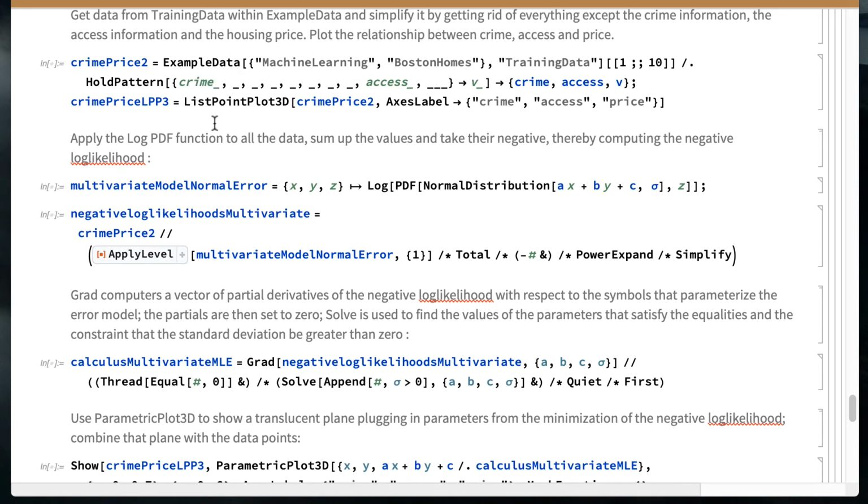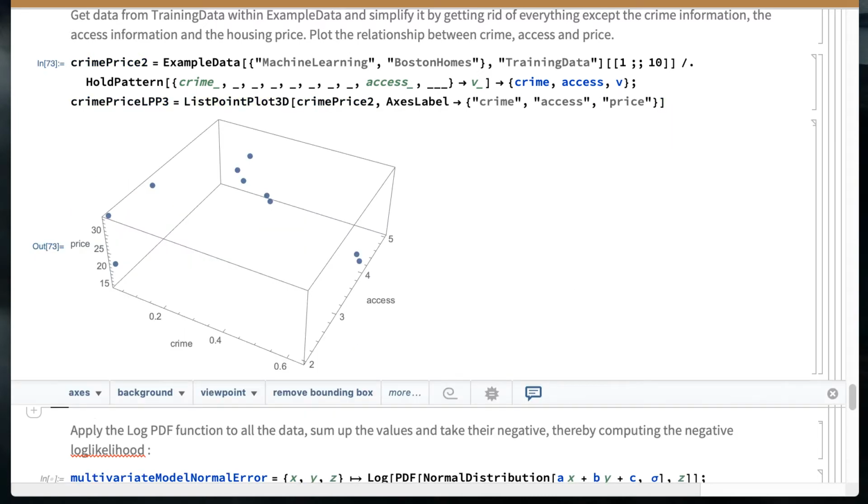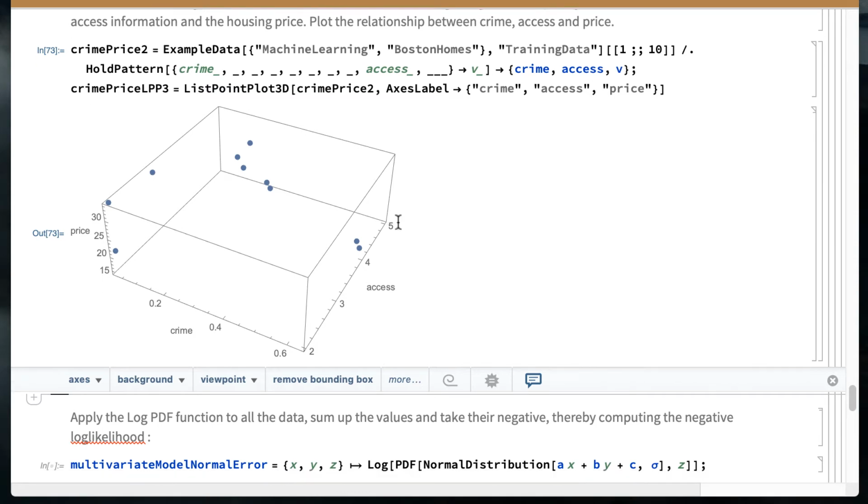so let's get our same Boston Homes data that we had before. And instead of just getting the crime data, let's get the crime and access data. This code doesn't need to concern you. And we're just going to make a 3D plot of the way that crime, freeway access, except I don't think they're called freeways in Massachusetts, they're called highways or terrible roads, and the relation of those to the price of homes. All right, there is our plot.